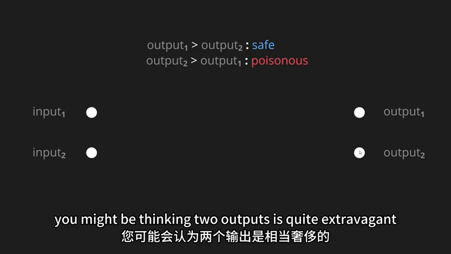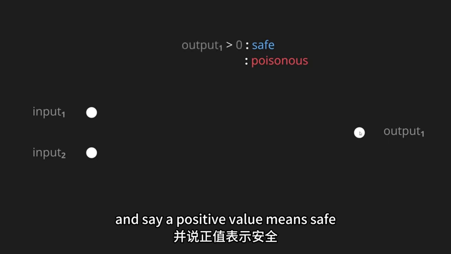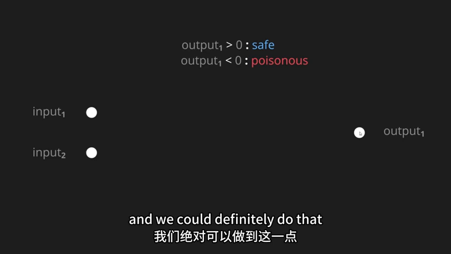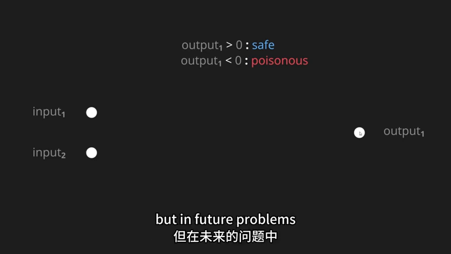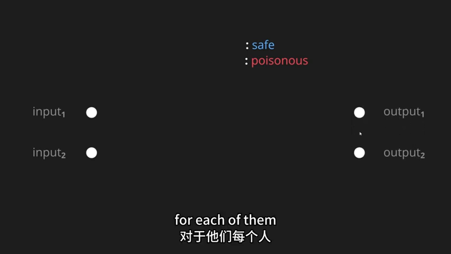Now, you might be thinking 2 outputs is quite extravagant. Why not just have one and say a positive value means safe and a negative value means poisonous? And we could definitely do that, but in future problems there'll be more than just 2 possible outcomes, so it's helpful to have a separate output for each of them.